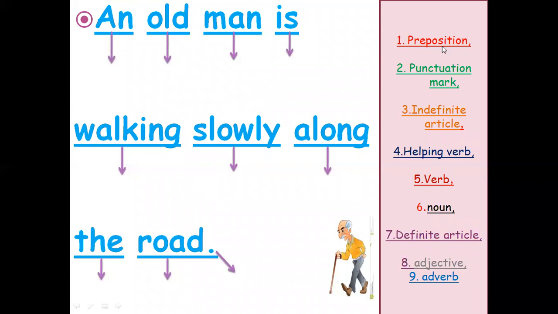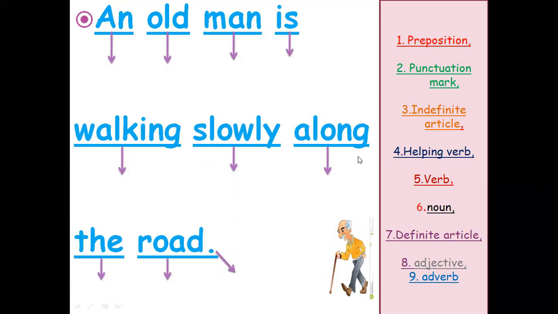Number 1 is preposition. Number 2, punctuation mark. Number 3, indefinite article. Number 4, helping verb. Number 5, verb. Number 6, noun. Number 7, definite article. Number 8, adjective. And number 9 is an adverb.